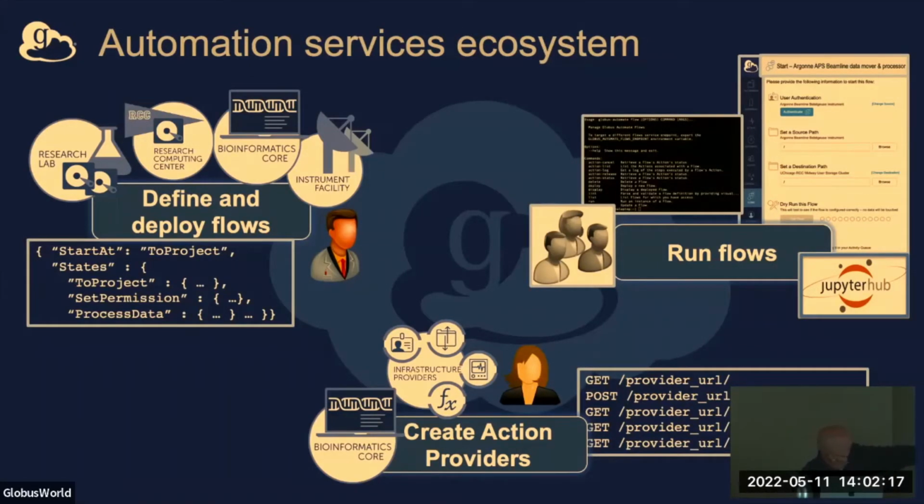In fact, I'm going to do it sort of counterclockwise, starting up there at the 2 o'clock mark. So we're going to run some flows. We're going to come at it first from the researcher perspective, running flows. Then we'll see what it takes to define and deploy flows. And then we'll close it out by talking about action providers.